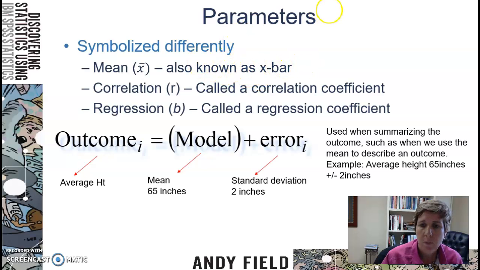Correlations are also represented by the letter R. It's called a correlation coefficient. We'll talk a little bit more about those when we get there. And then you have regression, which is represented by the letter B, and this is known as a regression coefficient.